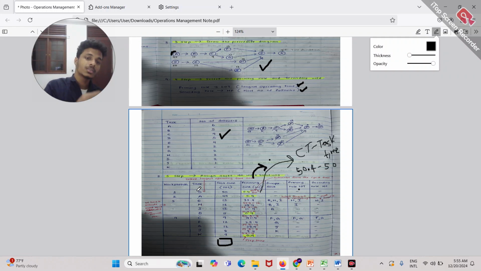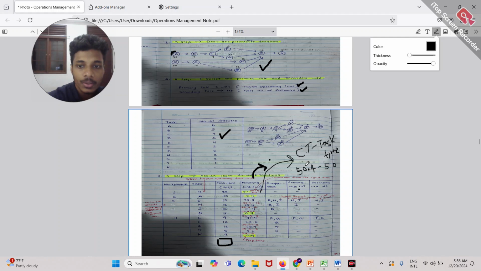Then second rule is, we always follow the first rule, right? First we have to focus on the primary rule, longest operating time. Then if longest operating time is the same, what you have to do, you have to focus on this secondary rule, most number of followers, right? So now in this stage, A and D, 50 and 45, it's clear you can put D here, right? Because 50 is higher than 40, therefore we are putting D here.